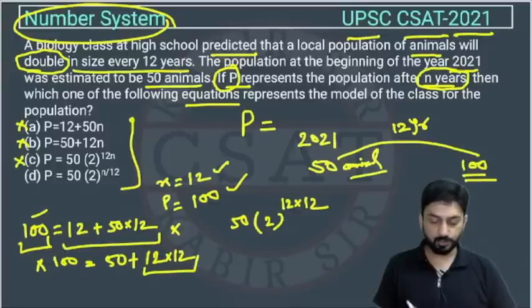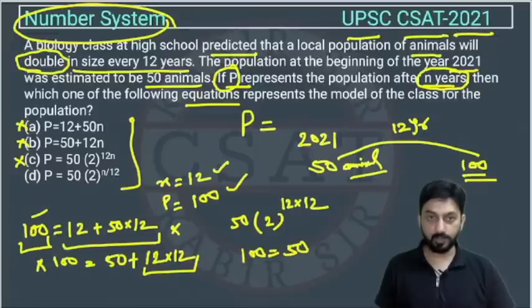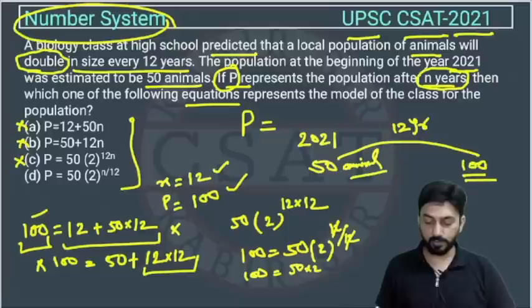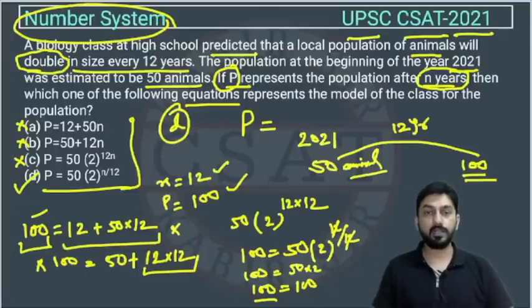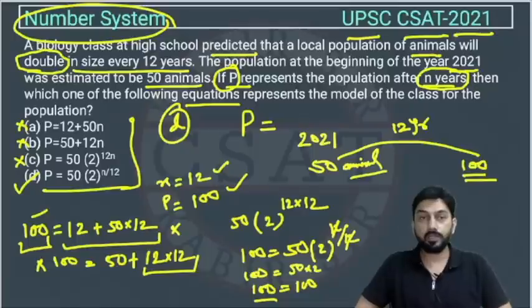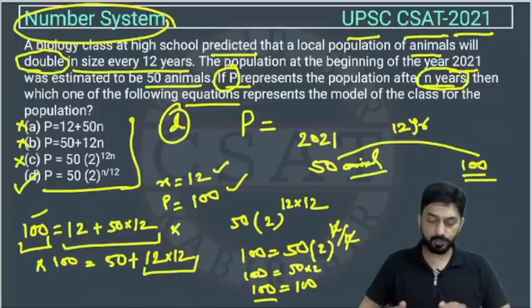Now option D. P is 100, equal to 50 into 2 to the power n, where n is 12, divided by 12. So this 12 will cut this 12, and this will become 100 equal to 50 into 2, which is also 100. So 100 equals 100, right? This equation is getting satisfied, so the answer is option D. Because from this equation we can find the population of the animal after 12 years, and we know from the question itself that after 12 years the population will be 100. So the answer is option D.